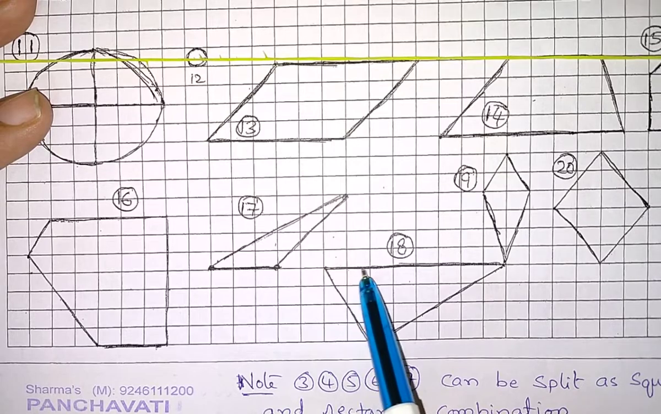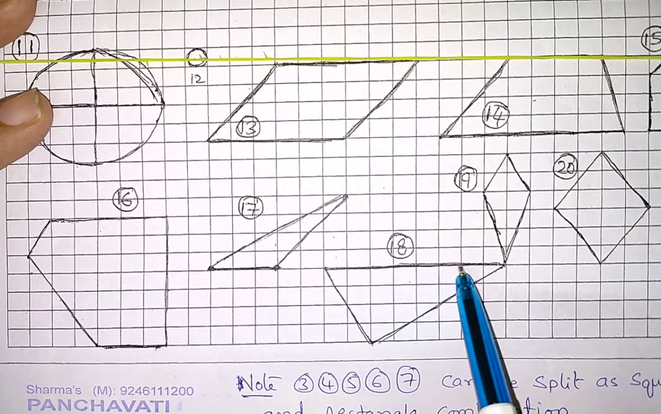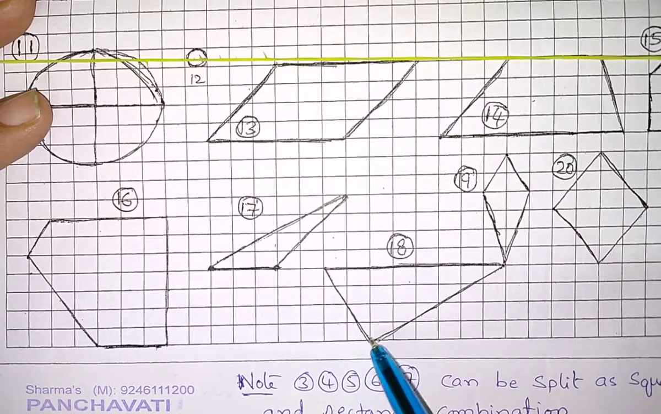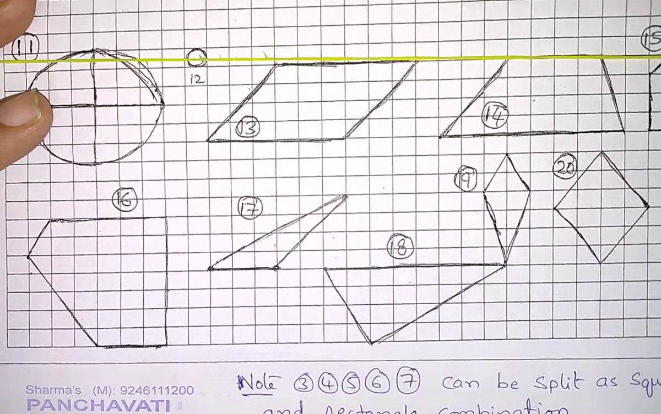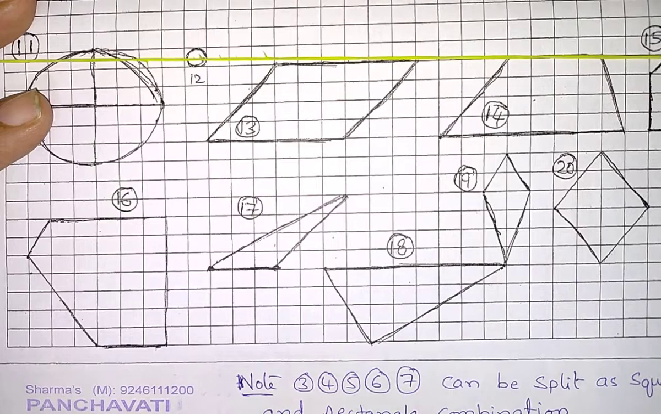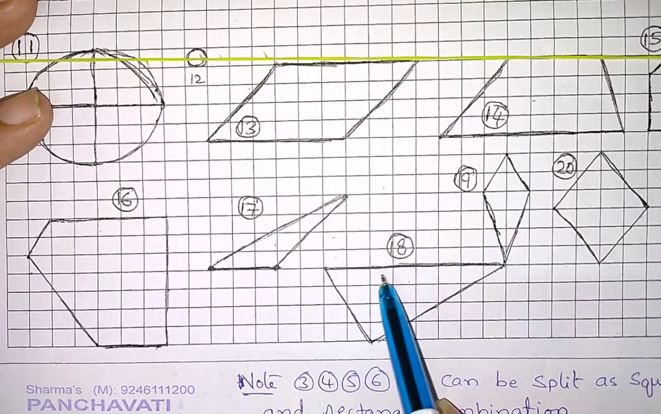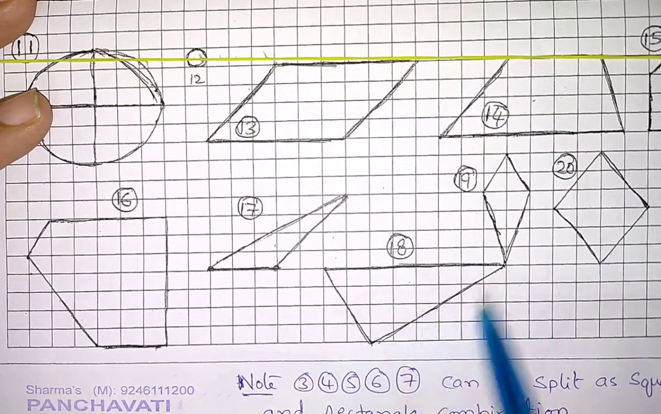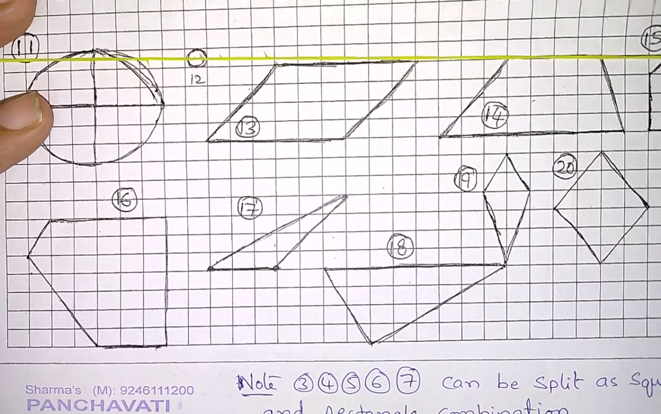Base 1, 2, 3, 4, 5, 6, 7, 8. Height 1, 2, 3, 4. 8 into 4 divided by 2. 8 4s are 32. Divided by 2, half of it, so this is 16 square units. 1, 2, 3, 4, 5, 6, 7, 8, 9, 10, 11. Remaining all combinedly will come to be 16 square units.